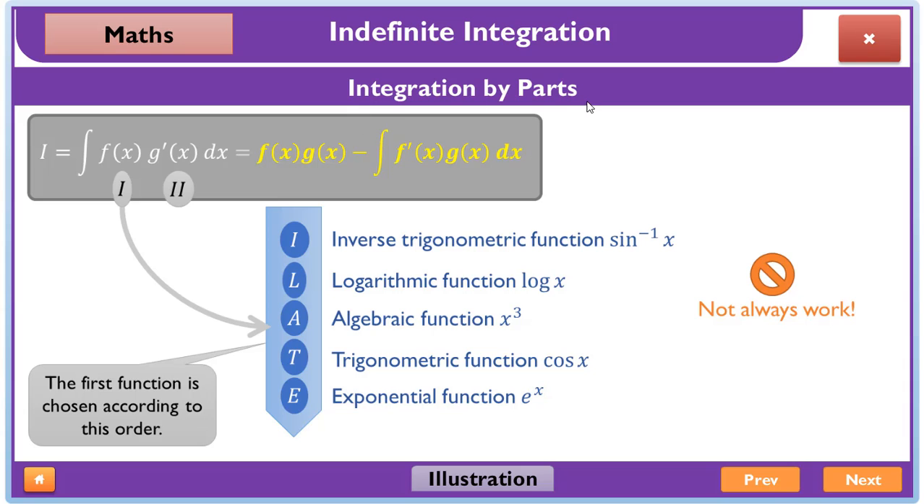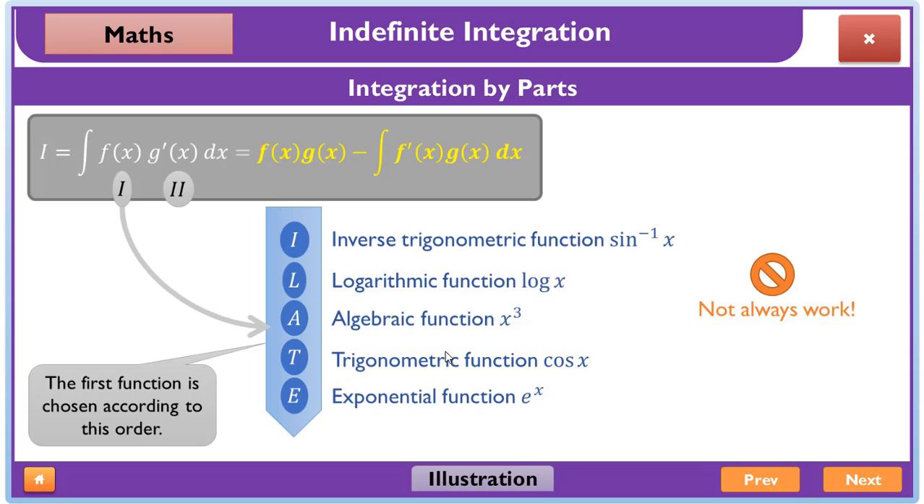Integration by parts provides a guideline to select the first function. The order is ILATE. I stands for inverse trigonometric functions like sine inverse x, tan inverse x, cot inverse x, cos inverse x. L stands for logarithmic functions like log x, log square x, and like. A stands for algebraic functions like x to the power 3. T stands for trigonometric functions such as cos x and tan x. And E stands for exponential function, that is e to the power x.